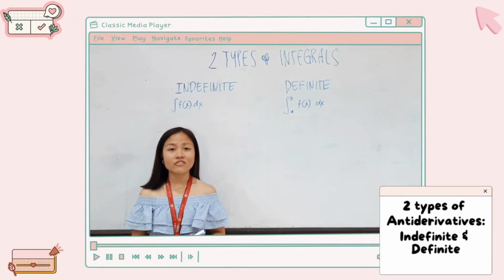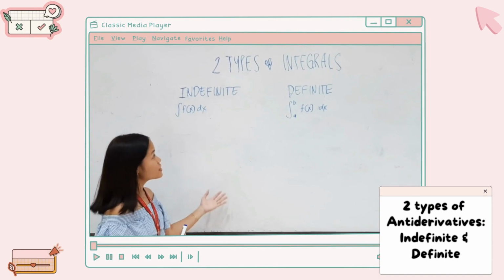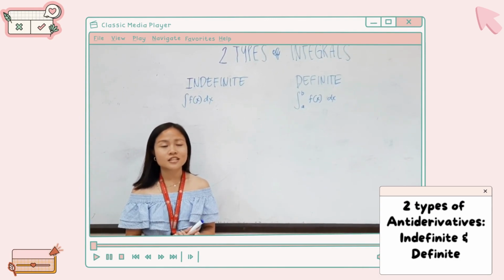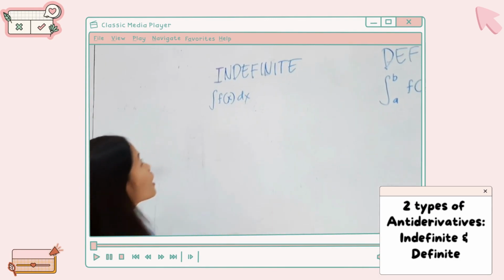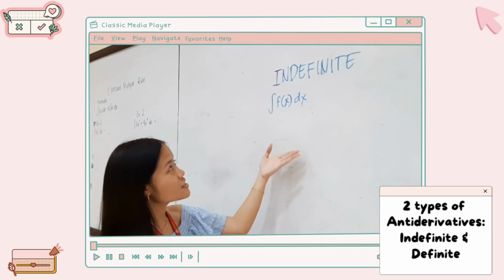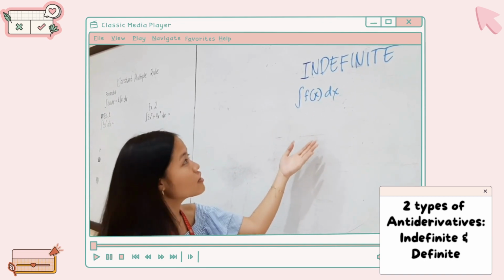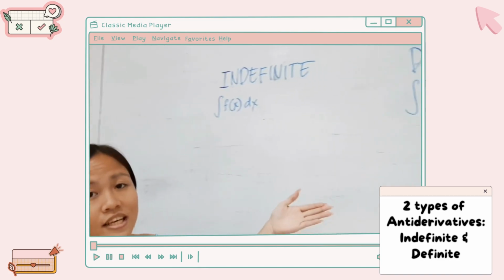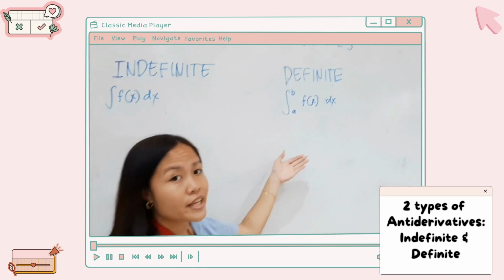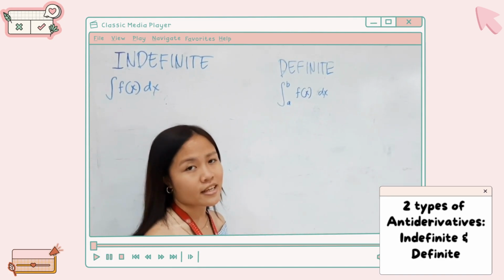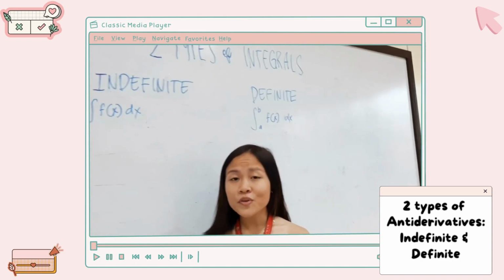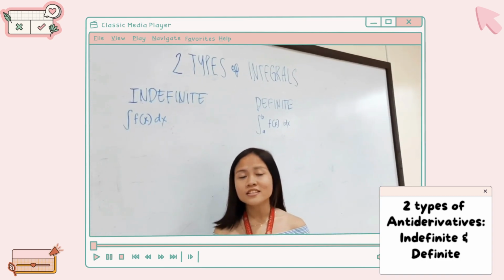There are two types of antiderivatives, indefinite and definite integrals. Here are the notations. For indefinite integrals, the notation is the integral of f of x dx, while for definite integrals it is the integral from a to b of f of x dx. As you can see, both are integrals as they contain the integral sign.